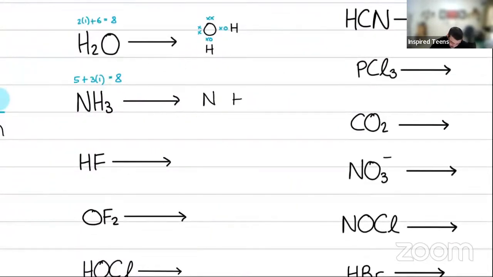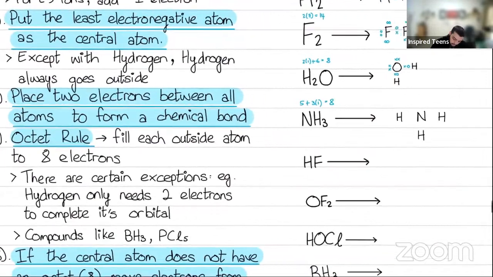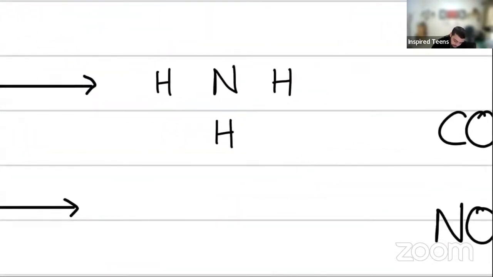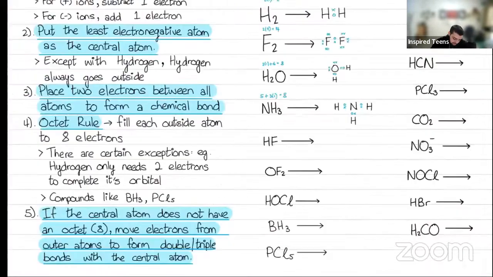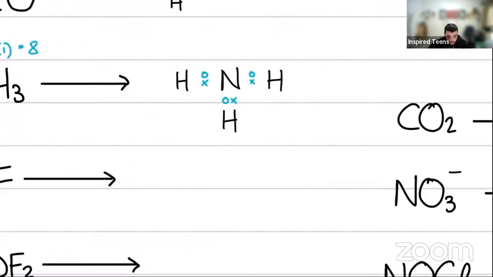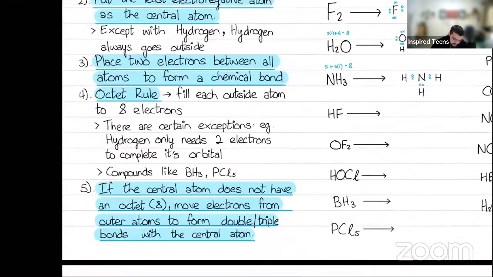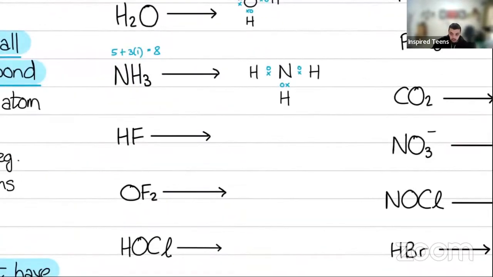So N is going to be the central atom, and then we have H all around it. Then step 3, place 2 electrons between all atoms to form a chemical bond. Okay, let's do that. Then fill each outside atom to 8 electrons. This is hydrogen. It does not need to be filled, because it follows this exception. Hydrogen only needs 2 electrons, so it doesn't follow the octet rule. It's an exception to the octet rule.